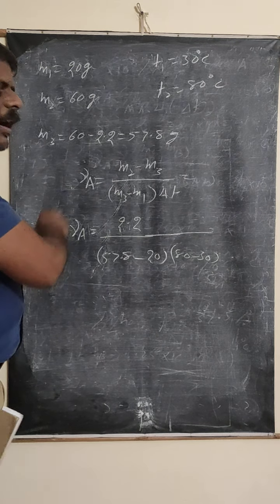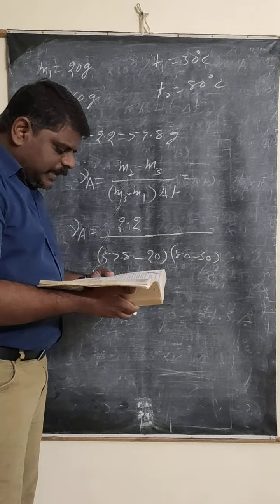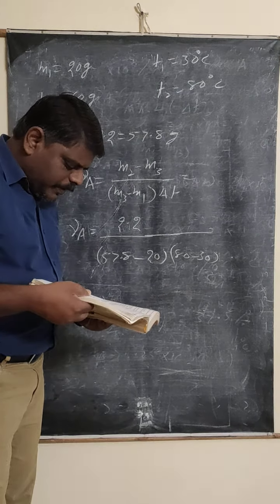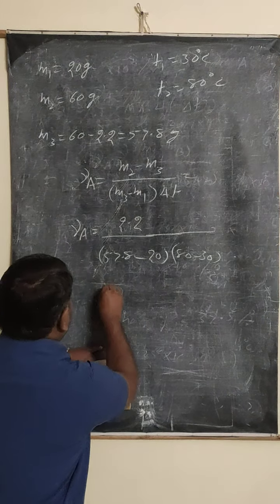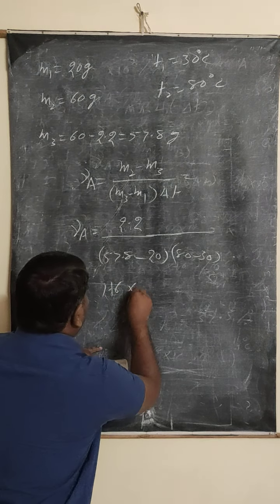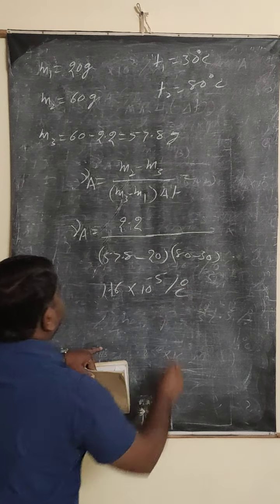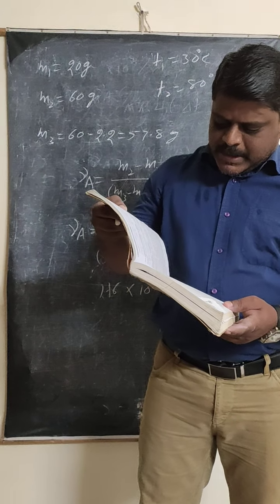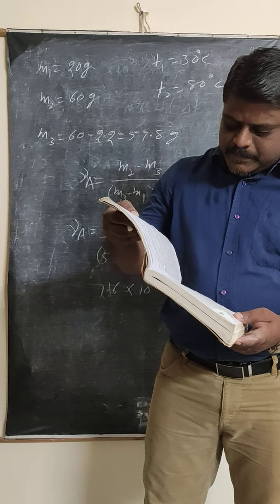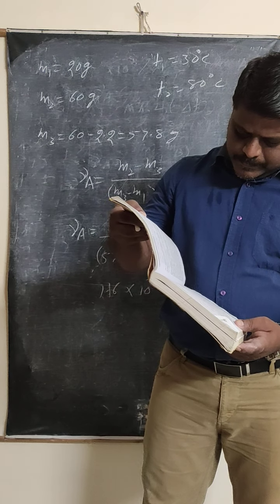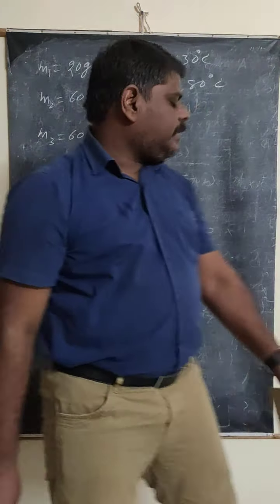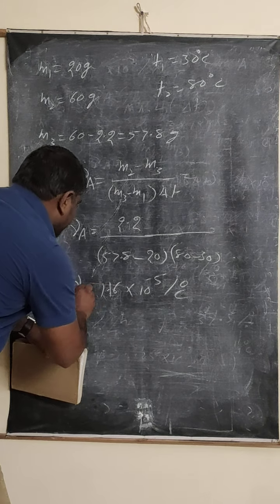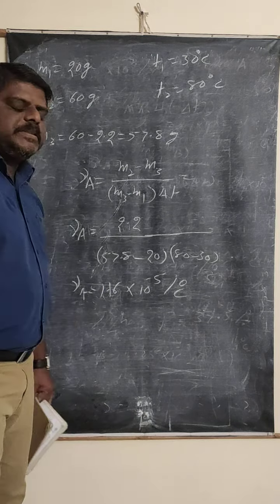Now, if you simplify all these values, then gamma A, the coefficient of apparent expansion, we are going to have as 1.16 into 10 to the power of minus 5 per degree Celsius. So this is the coefficient of apparent expansion, gamma A value.